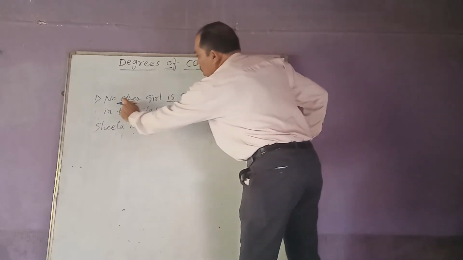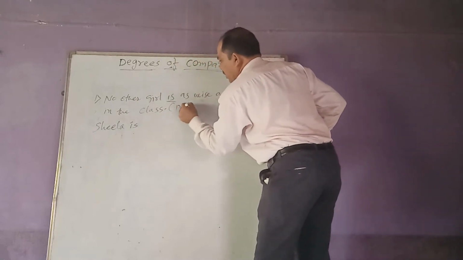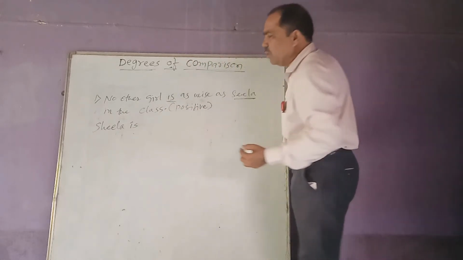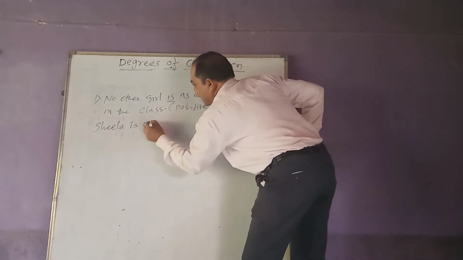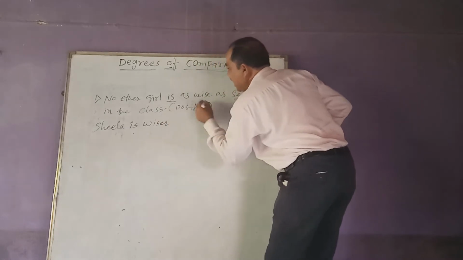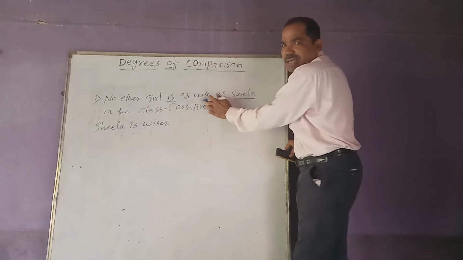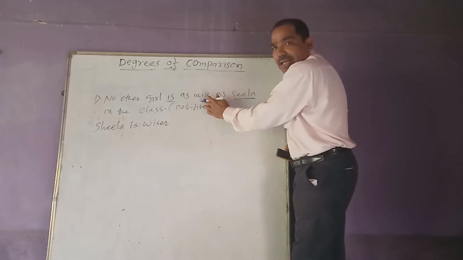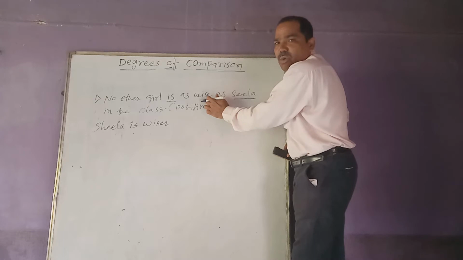See how it is. No other girl is as wise as Sheila in the class. This is a positive degree. Now, if that positive degree has to be converted into the comparative degree, then what we have to do? Sheila is wiser than. Understand? Sheila is wiser. Wise, wiser: W-I-S-E, wise. Once again, I am going to give one of the keys. In the comparative degree, if the adjective ends with a vowel sound, then that adjective must be converted into, for example, wiser.